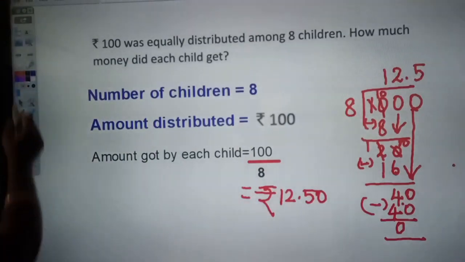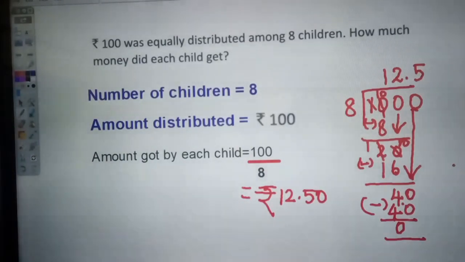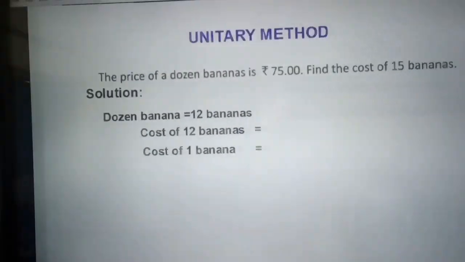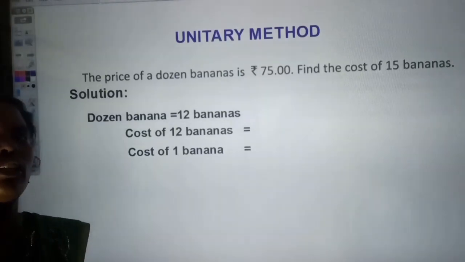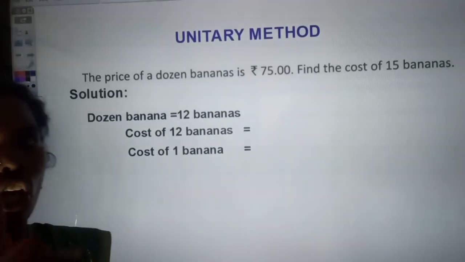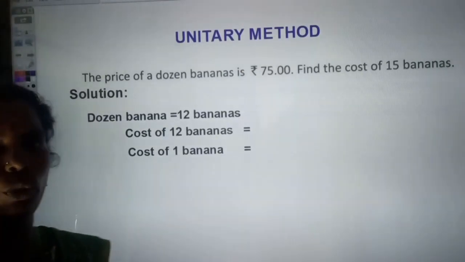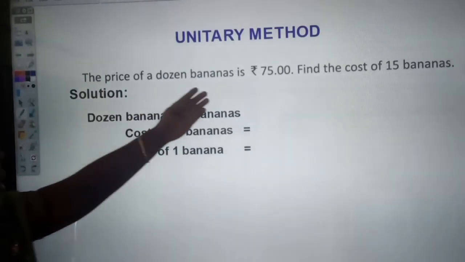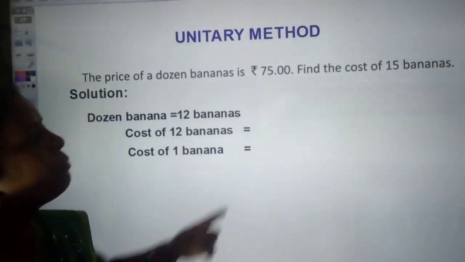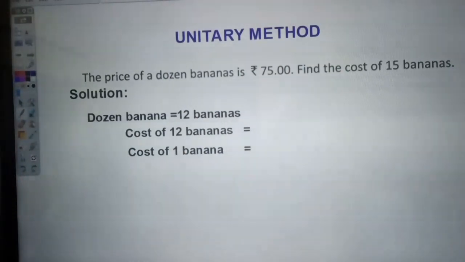Next we are going to see the unitary method. We have already seen the unitary method. In chapter 3 itself we have seen what is meant by unitary method. We have to find the value of one item; that is called unitary method. See, this is also a word problem. The price of a dozen bananas is rupees 75. Find the cost of 15 bananas.